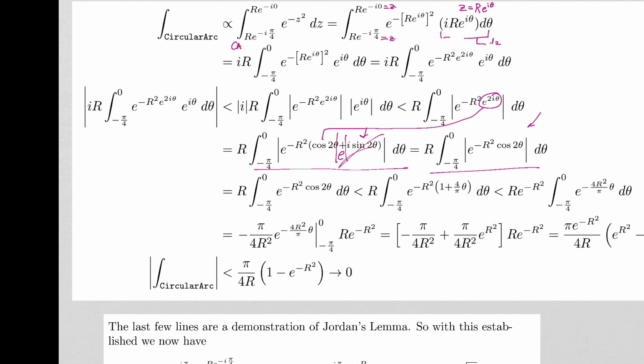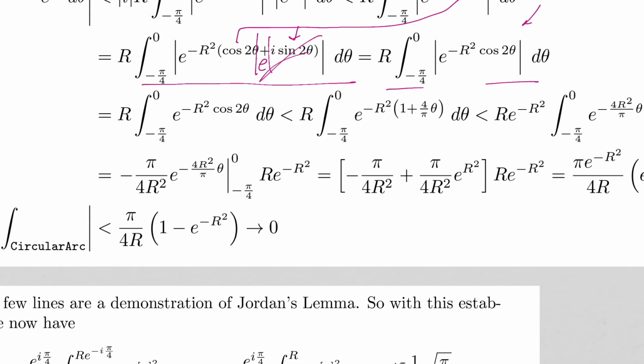So now, how do we get at this thing? Well, first of all, I can get rid of the magnitude signs because r squared is always positive. And cosine of 2 theta is not always positive, but it is always positive on the range of minus pi over 4 to 0. So because of that, I can get rid of the magnitude signs. And so we do that.